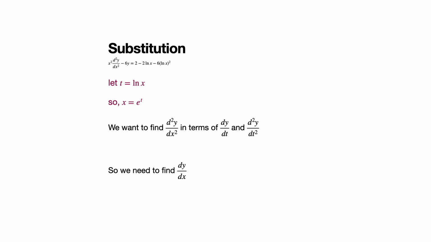To begin, we will introduce the substitution t equals ln of x to simplify the right-hand side, so that we have x equals e to the t. We want to get rid of all the x's and have a differential equation involving only y's and t's. To do this, we want to find d squared y over dx squared in terms of dy/dt and d squared y/dt squared, so we first need to find dy/dx in order to proceed.